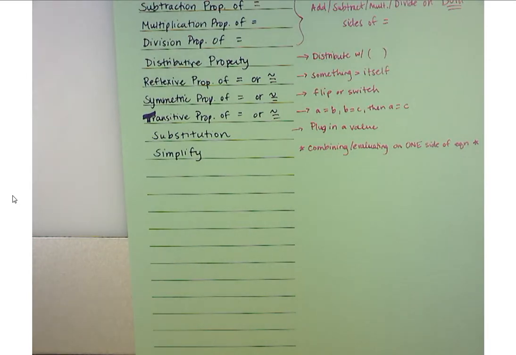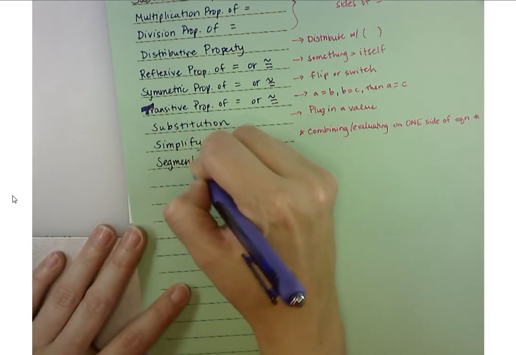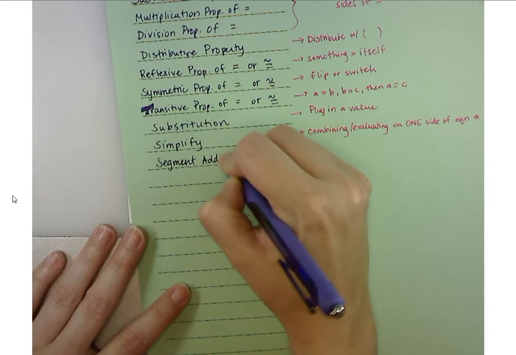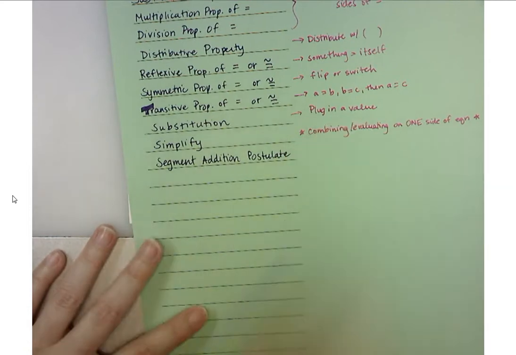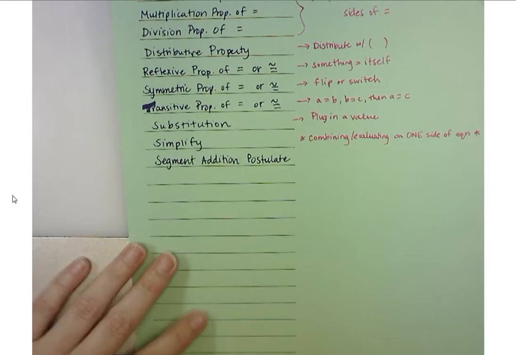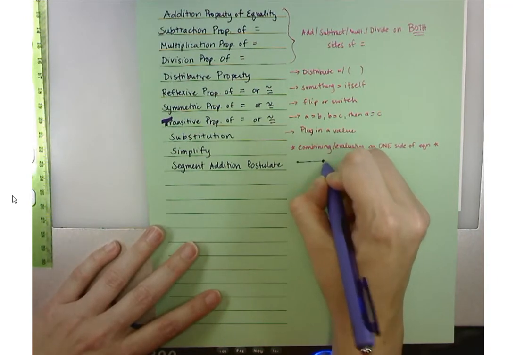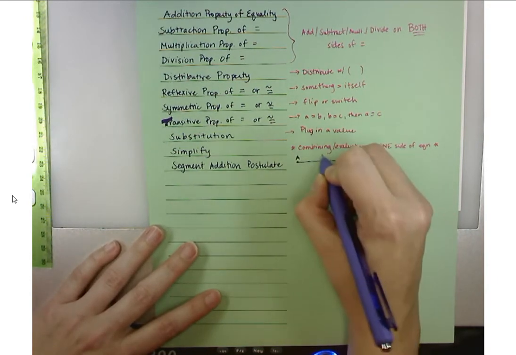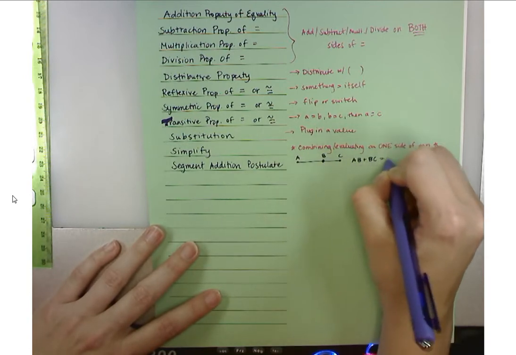Okay, so then let's go over some of the other ones that we're going to have. So one of them we used is the segment addition postulate. Okay, when you have the segment addition postulate, be like you have A, B, C. AB plus BC equals AC.